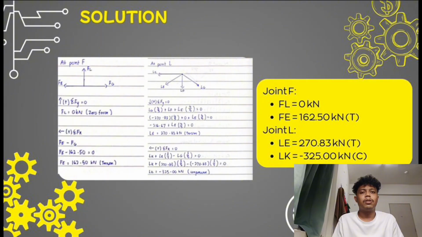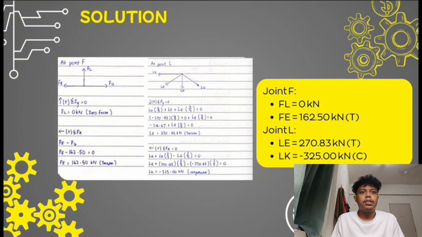At point F, outward positive Fy equals 0, FL equals 0 kN, which means it is a zero force member. Then leftward positive Fx, FE minus FG, FE minus 162.5 equals 0. Then the final answer is FE equals 162.5, which means it is tension. Then the next is at point L, downward positive Fy equals 0, LG times 4/5 plus LF plus LE times 4/5 equals 0.